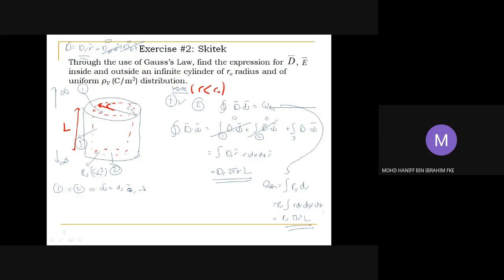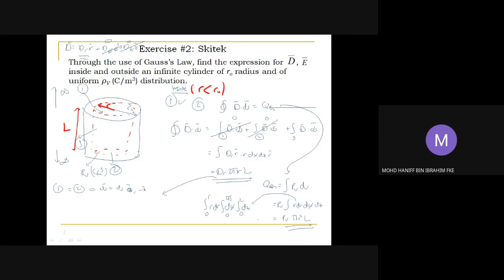Because for your integration of r dr, integration of dφ, integration of dz: z is from 0 to L because the Gaussian has a length of L. φ will be from 0 to 2π because this is a closed surface structure, so φ goes from 0 to 2π. And your r, since the radius of the Gaussian is from 0 to r, you're going to have r. When we proceed with the integration, you are going to have πr²L.